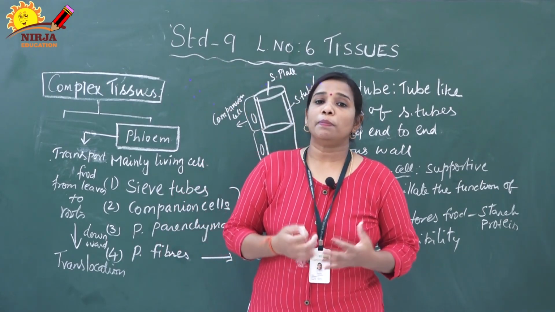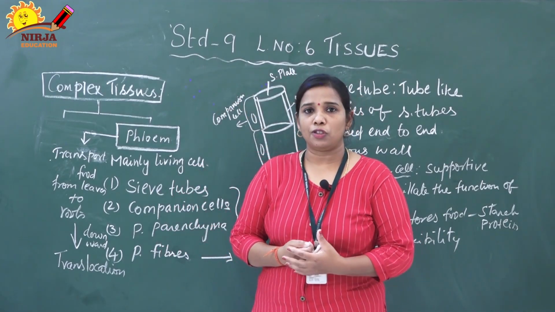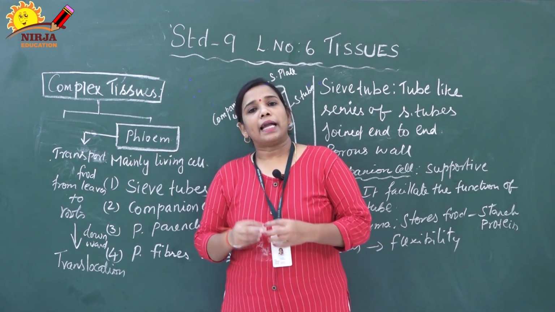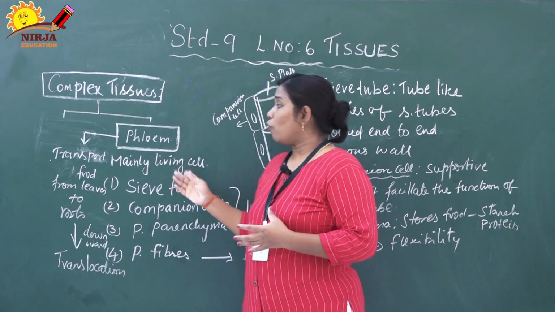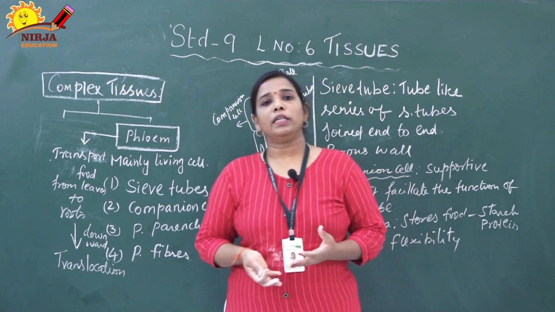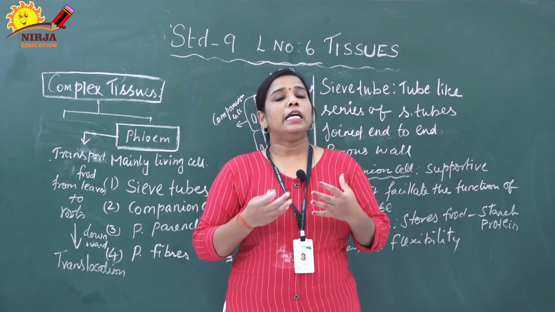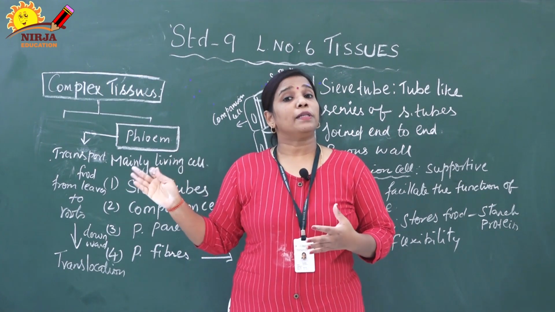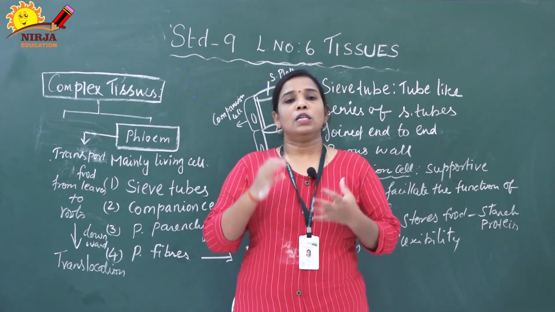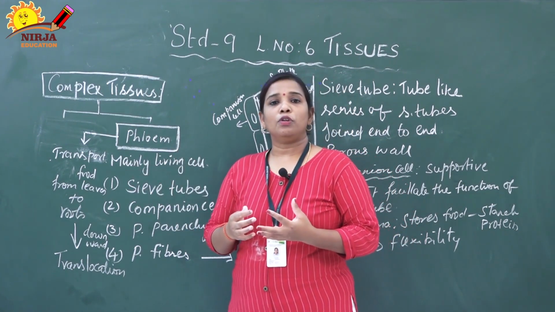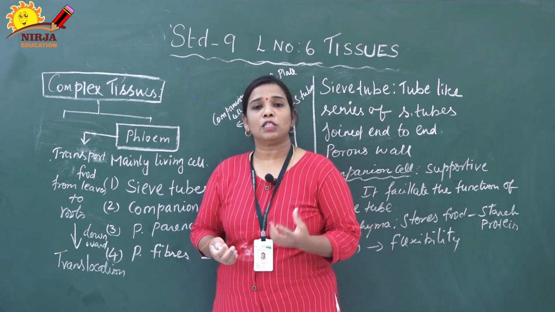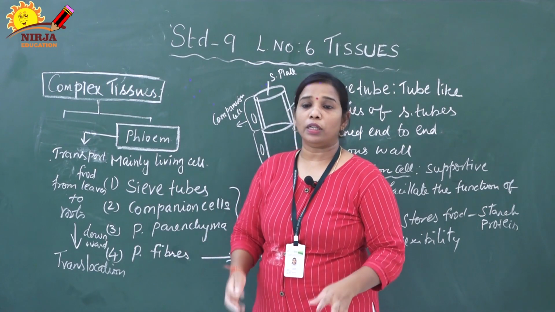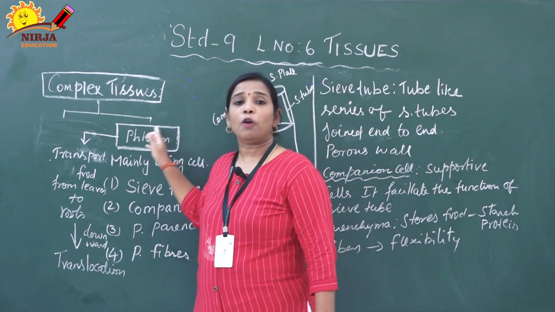This phloem is mostly present in the leaf and stem region, and scattered in the roots also. What is the main function of phloem? I already told that it transports the food from leaves. So it is mostly present in the leaf region. After the food is prepared by the process of photosynthesis, the food material has to be transferred to all parts of the plant body. That is done with the help of this phloem.